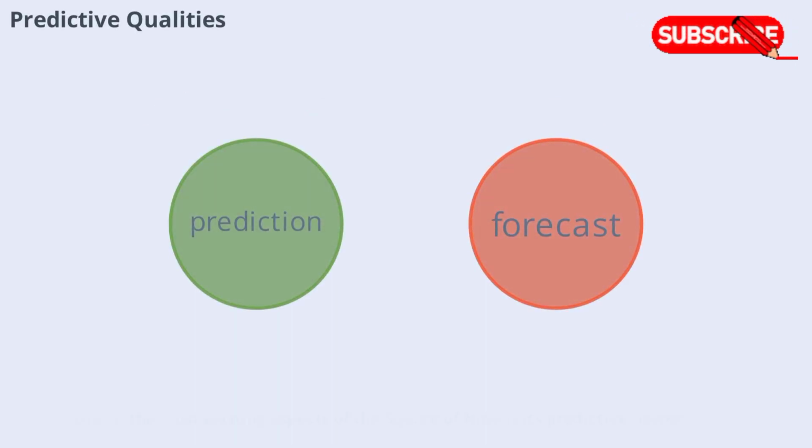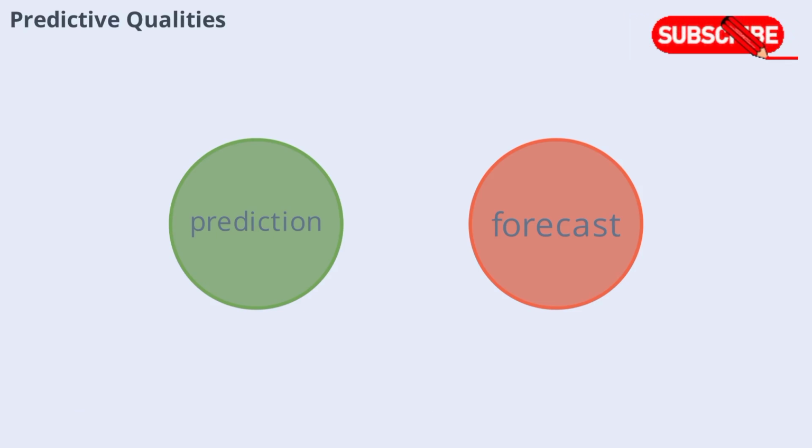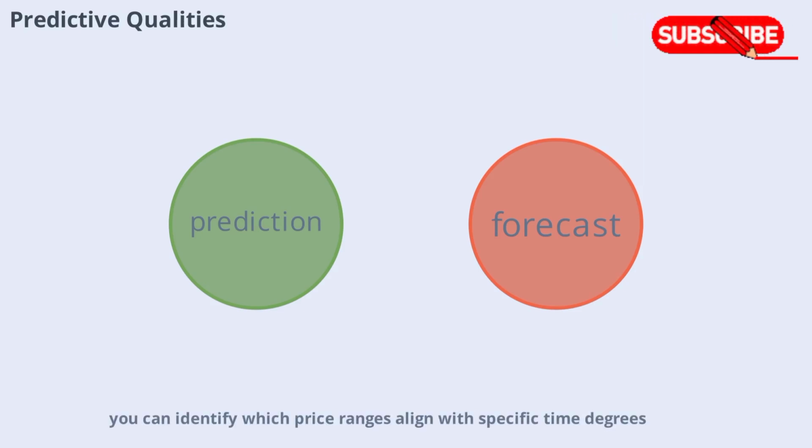One of the most exciting aspects of the square of 9 is its predictive power. Because the number of trading or calendar days in the prior swing is fixed, you can use this information to forecast future price ranges that will square with time. By consulting the static numbers to degrees table, you can identify which price ranges align with specific time degrees, giving you a roadmap for potential market moves.